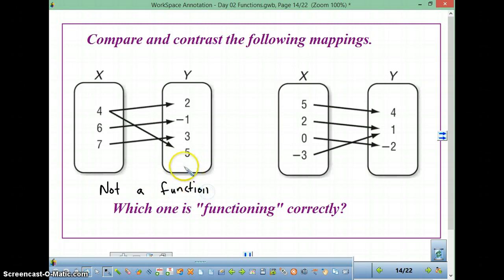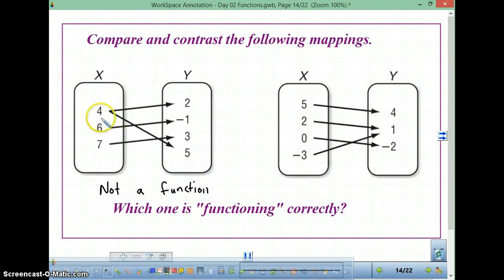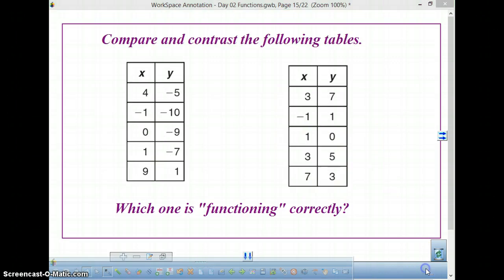It's not a function because for this x, there are 2 different y's. Function or not a function? Yes, this one is a function. Why? Because for every single x, there's only one y. Okay? It doesn't matter if there's 2 x's that have the same y.